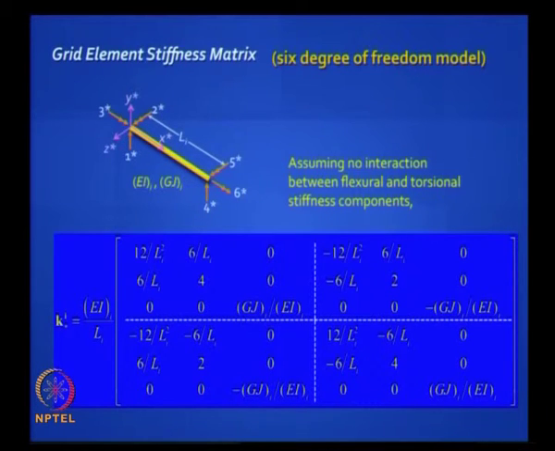We have added the third row, the third column, the 6th row and the 6th column, all of them are 0 except the diagonal terms and the corresponding terms at the other end. The diagonal terms will be positive, the other terms will be negative. Okay.